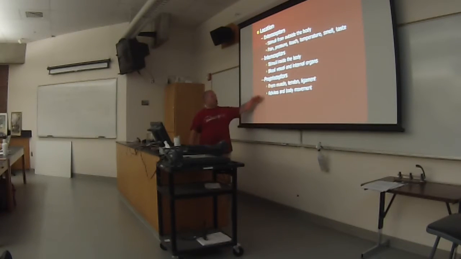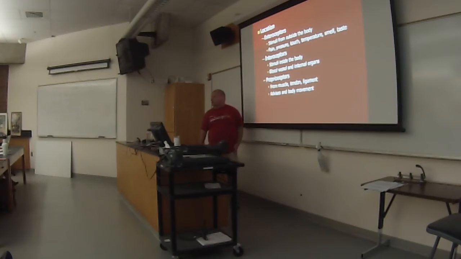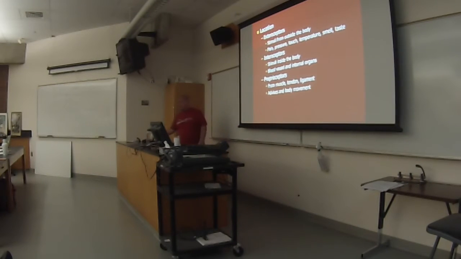And then the last one are proprioceptors. Proprioceptors, again, these are the things that are going to take information about the position of our joints, our muscles, our tendons, and send them to the cerebellum. Okay? So, location: towards the surface of the body, inside the body, joints, muscles, and tendons.